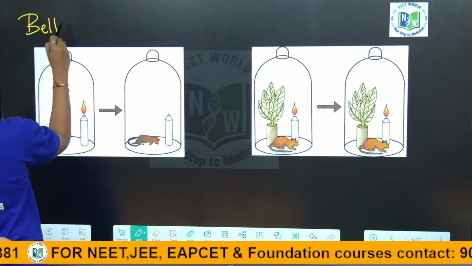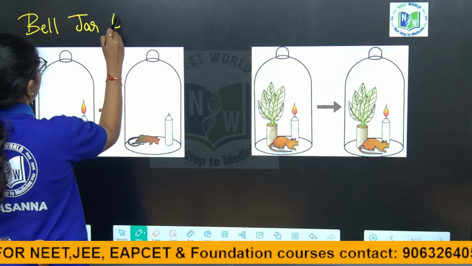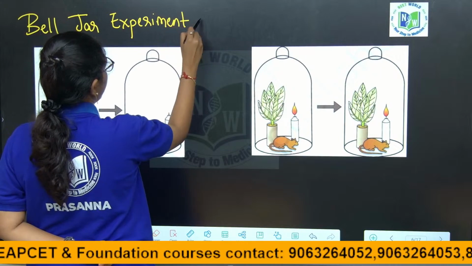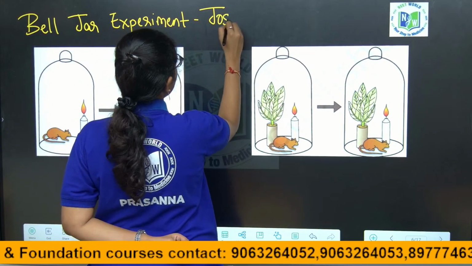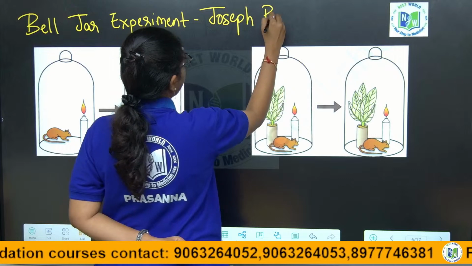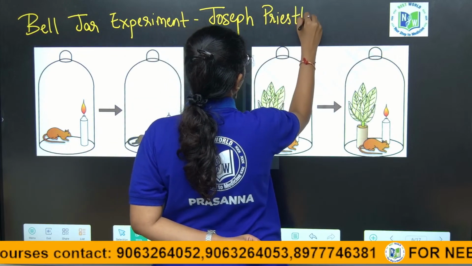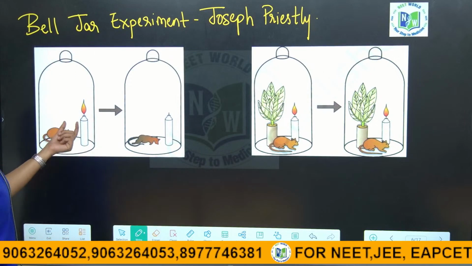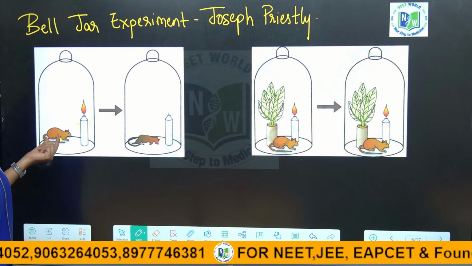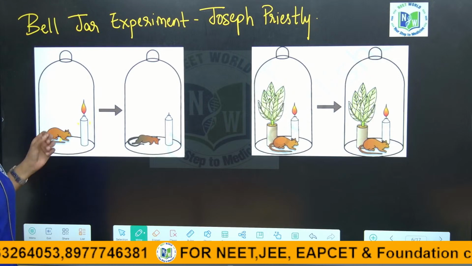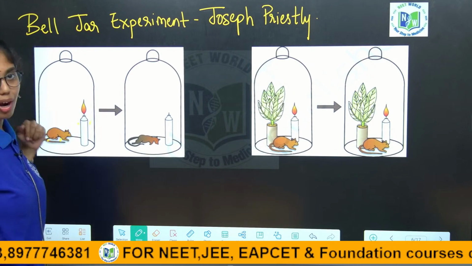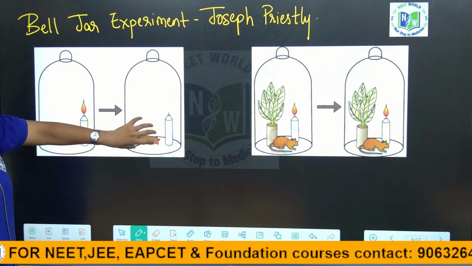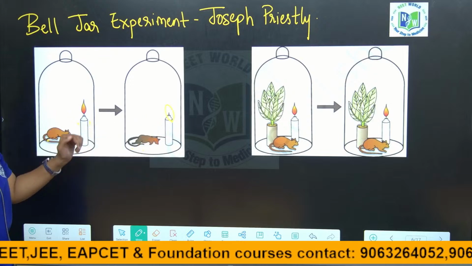The bell jar experiment was done by Joseph Priestley. In the bell jar, first a lit candle and a live mouse are kept and closed with the bell jar, so that no air can enter from outside. After a certain period of time, the rat has died and the candle has gone out.